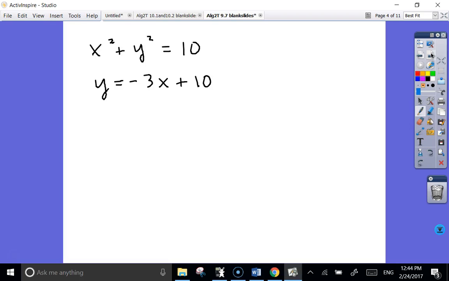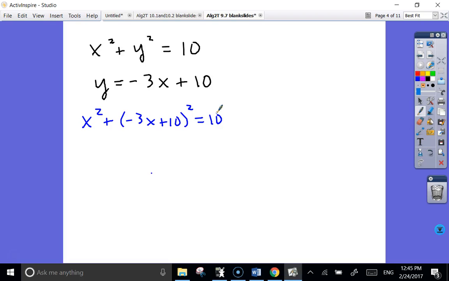The first step of substitution would be solve one equation for one variable, but we already have one solved for one variable. So we can go right ahead to the second step, which is substitute for that variable in the other equation. So I'm going to substitute: x squared plus negative 3x plus 10, squared, equals 10. Now we just reduced it to one equation and one variable, which we should be able to solve.